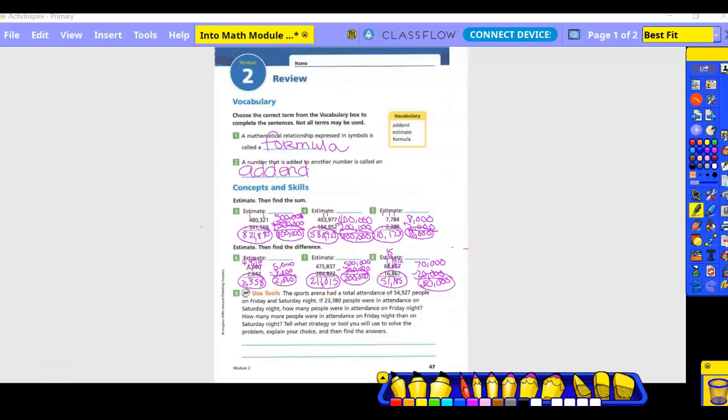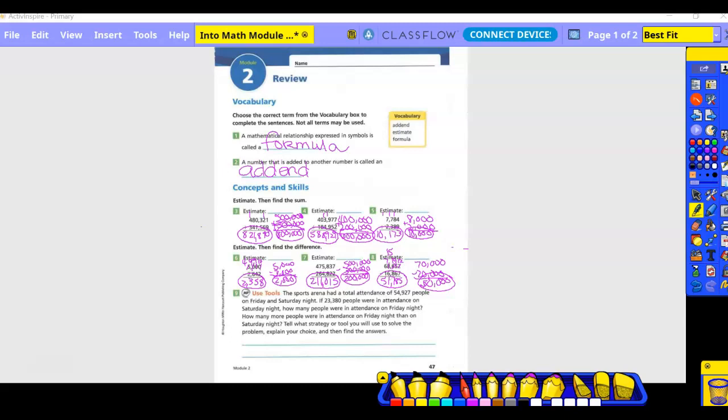Number 9, news told. The sports arena had a total attendance of 54,927 people on Friday and Saturday night. If 23,380 people were in attendance on Saturday night, how many people were in attendance on Friday night? How many more people were in attendance on Friday night than on Saturday night? Tell what strategy or tool you will use to solve the problem, explain your choice, and then find the answers. So we're just going to find our answers, but we have to do 2 problems, right?